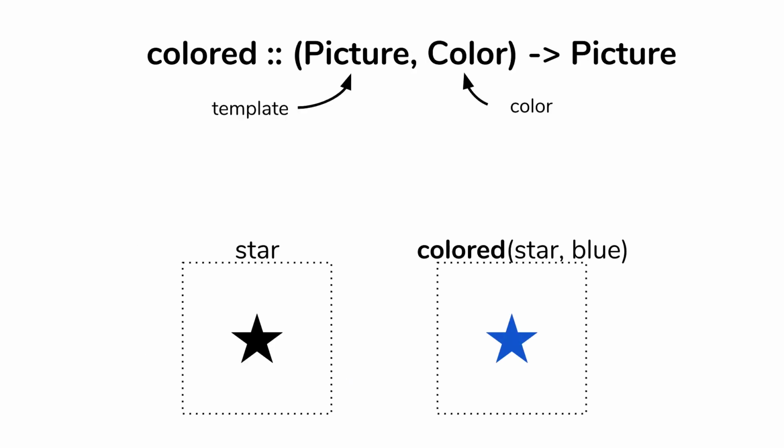The colored transformation is a function with two arguments, a picture and a color. The picture is a sort of template or pattern which will be copied by this function, and the color is the color to redraw it in. The colored transformation produces a new picture just like the template drawn in the new color. So if the variable star refers to this picture on the left, then the expression colored star, blue refers to this picture on the right, the same star drawn in blue instead of black.